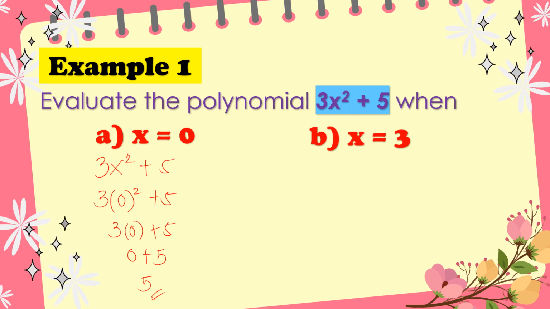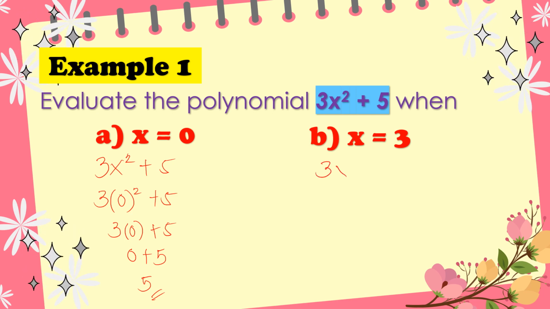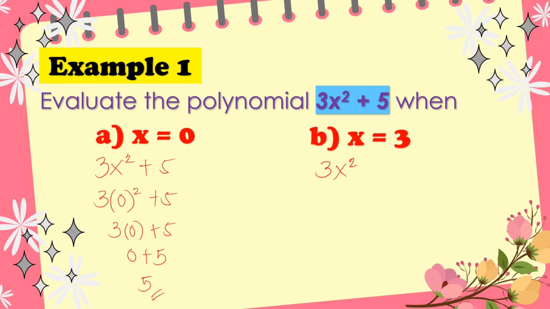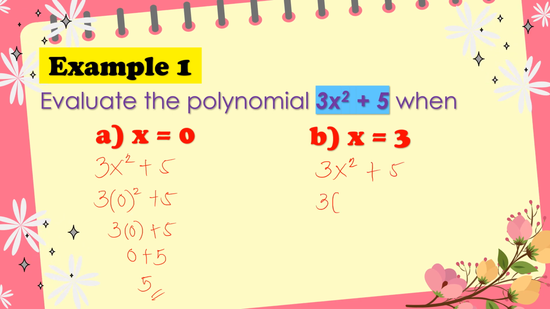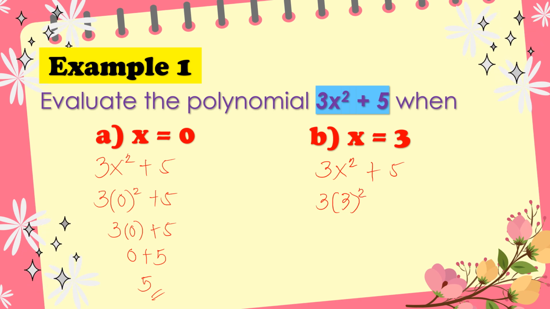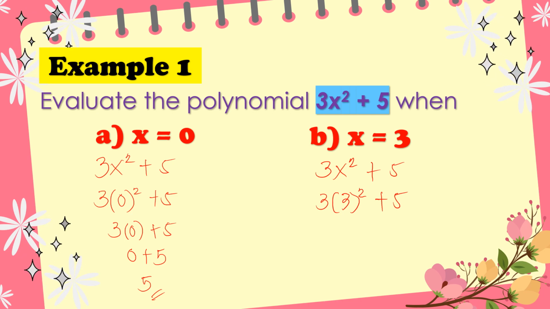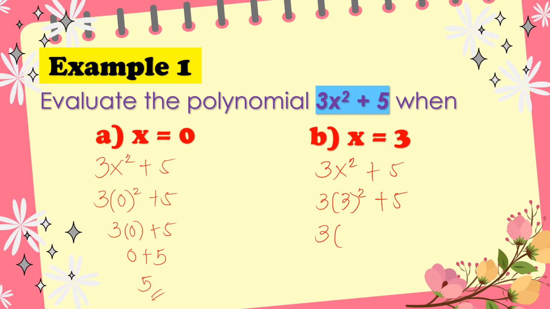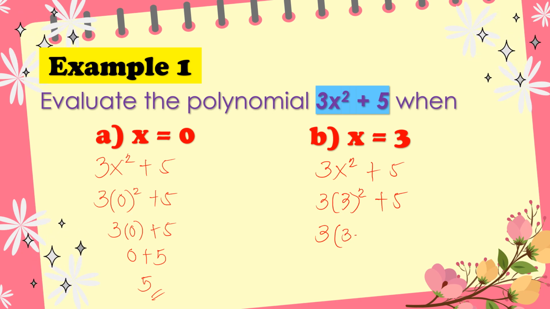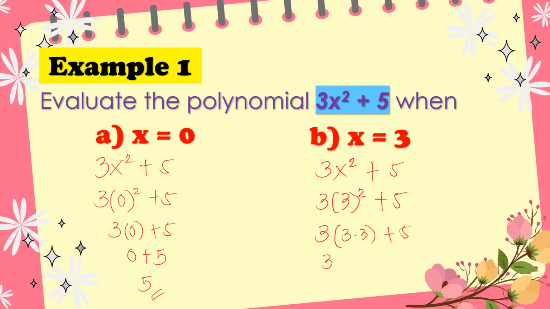Next, when x is equal to 3. So, same thing. We still copy the given expression. So, that would be 3x squared plus 5. Thus, let us plug in the given value which is 3 in the variable of the given expression. So, simplify first the one with the exponent. So, copy 3. And then 3 squared is 3 times 3 plus 5. And then simplify what is inside the parentheses.